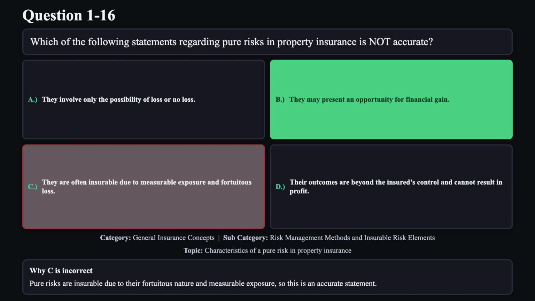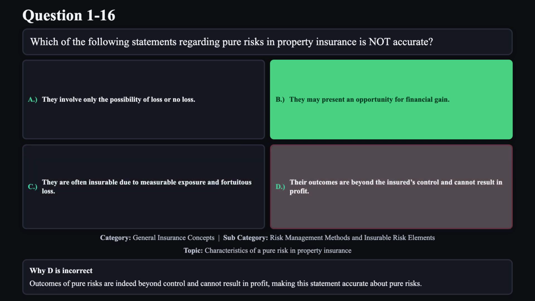Reason C is not correct. Pure risks are insurable due to their fortuitous nature and measurable exposure, so this is an accurate statement. Reason D is not correct. Outcomes of pure risks are indeed beyond control and cannot result in profit, making this statement accurate about pure risks.